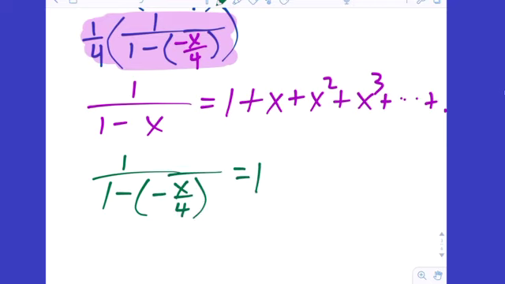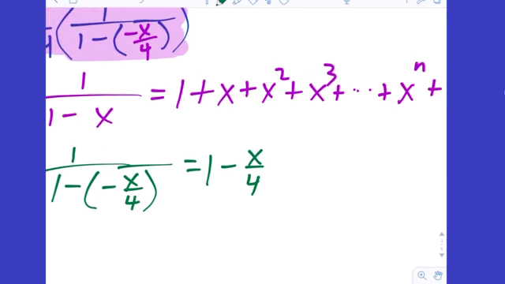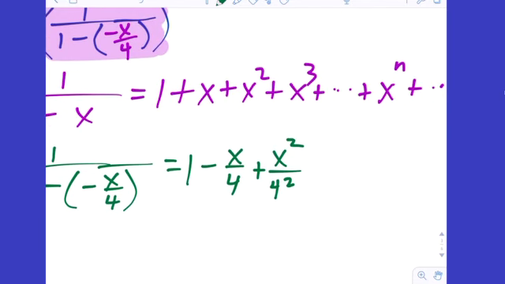So 1 over 1 minus, now we're subbing in a negative x fourths. And that's going to be 1 minus x over 4. When you square the negative, it's going to become positive. So now it's going to be x squared over, I'll just leave it as 4 squared, because the number is going to get kind of big. And the next one will be minus x cubed over 4 cubed plus dot, dot, dot.